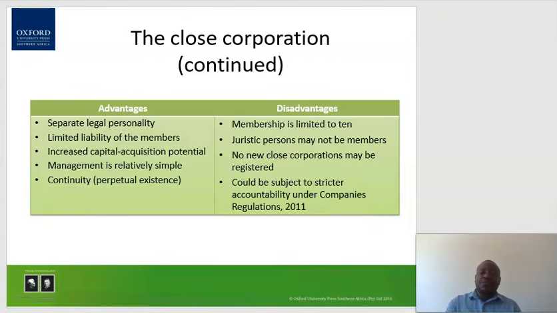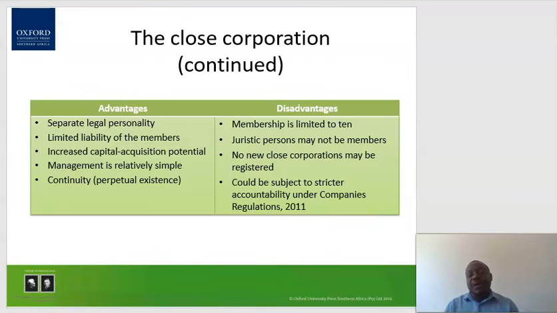So advantages, obviously, people are registering close corporations because of that separate legal personality. There's also limited liability of the members. Members are not personally liable. There is increased capital acquisition potential. Management is relatively simple because the requirements that are there and regulations that are there are not as strict as those of companies. There is also perpetual existence.